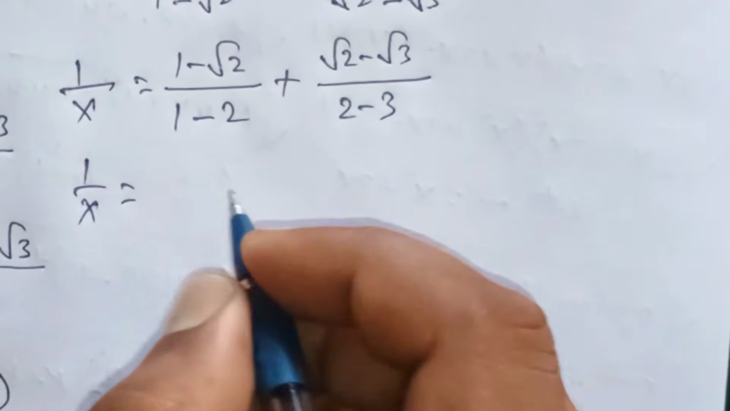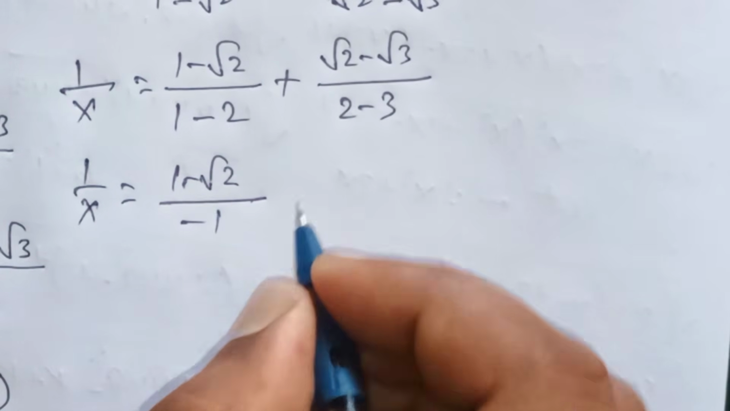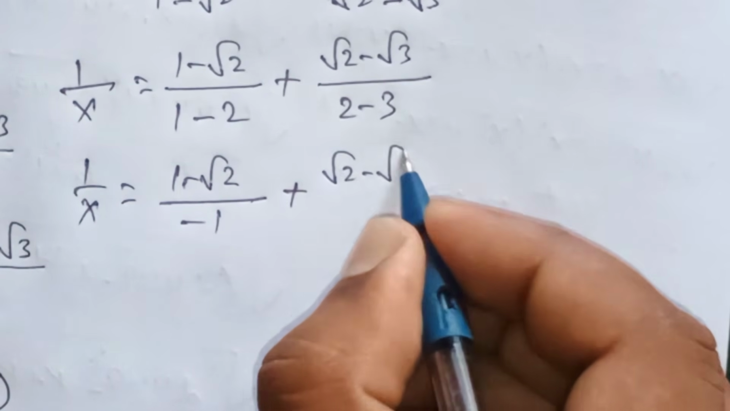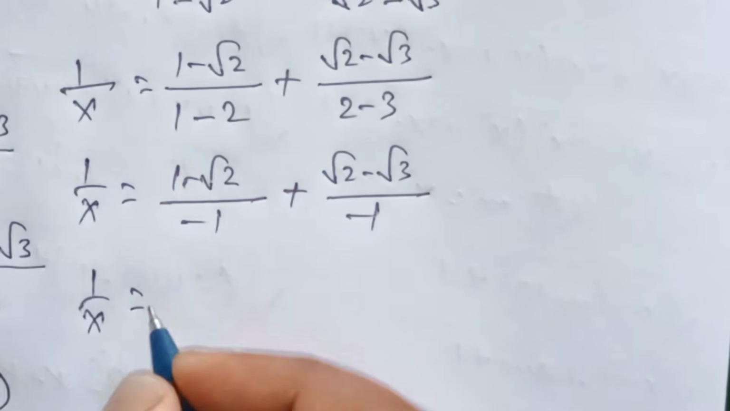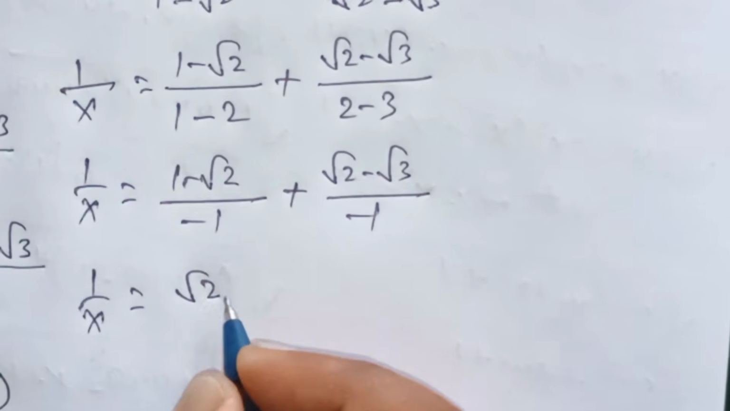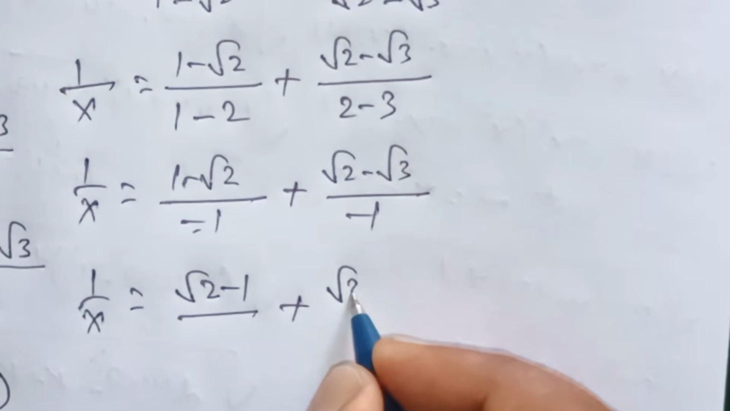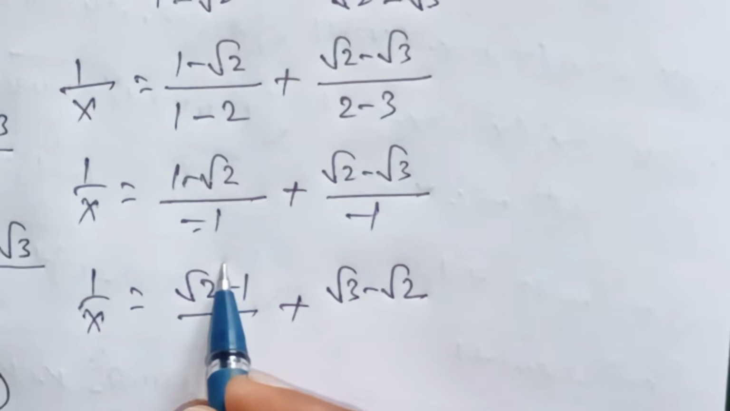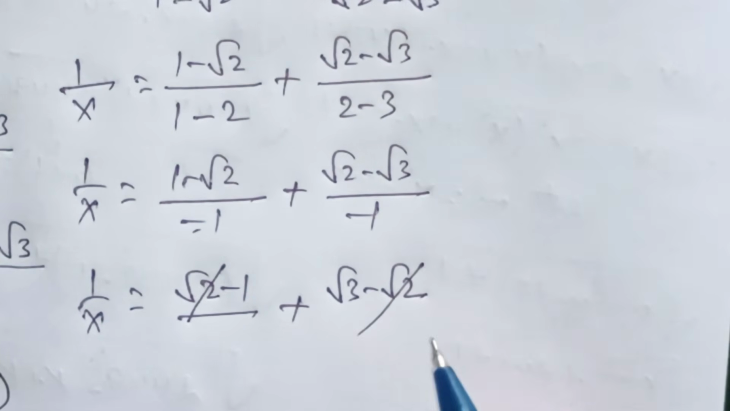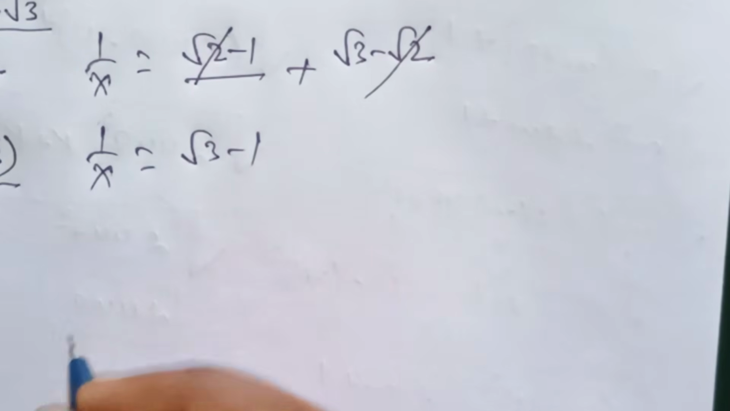1 divided by x is equal to 1 minus root 2 divided by minus 1 plus root 2 minus root 3 divided by minus 1. So here 1 divided by x is equal to root 2 minus 1. This minus comes here, the sign changes to positive, so plus root 3 minus root 2. After that, root 2 and minus root 2 cancel. 1 divided by x is equal to root 3 minus 1.